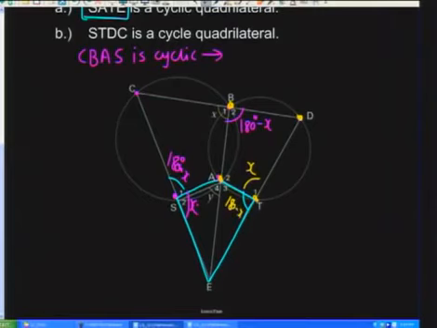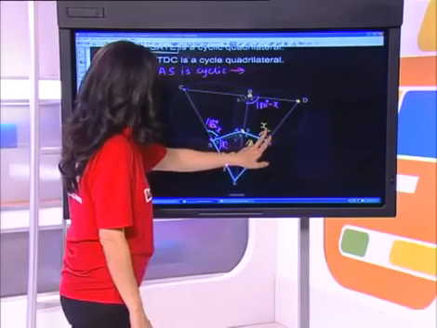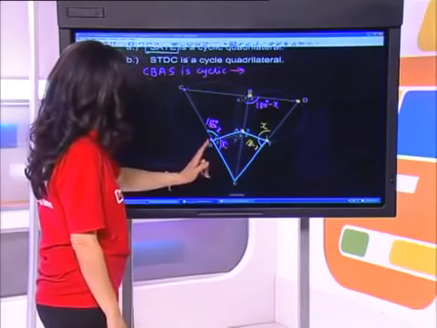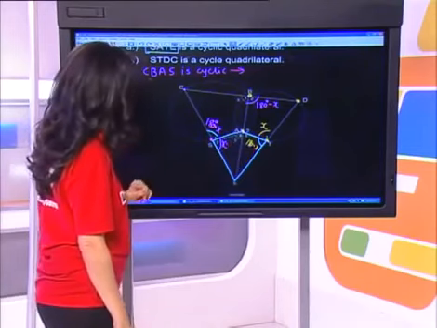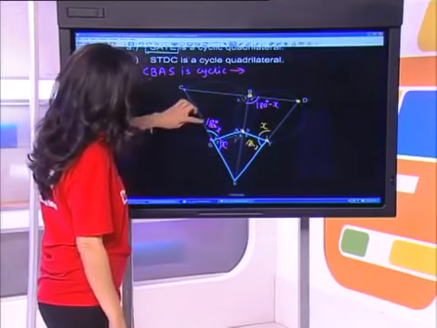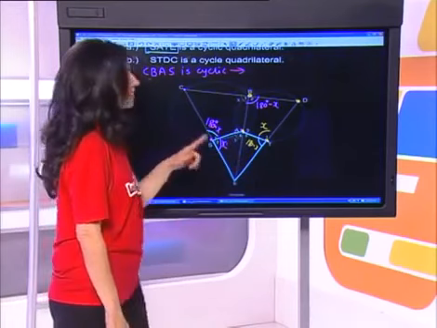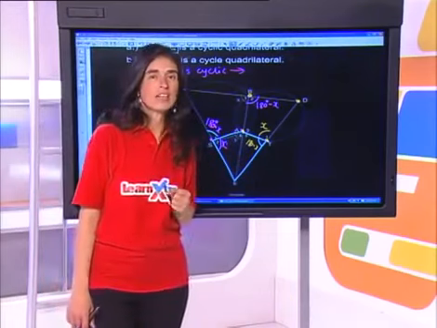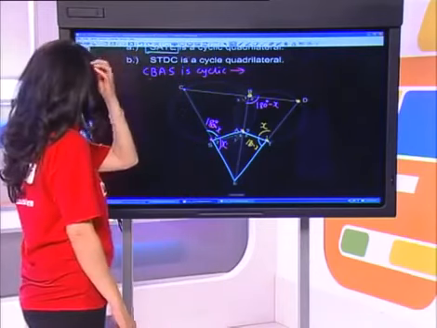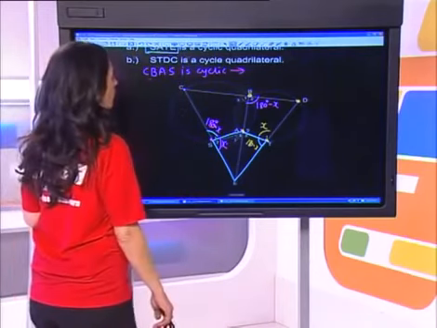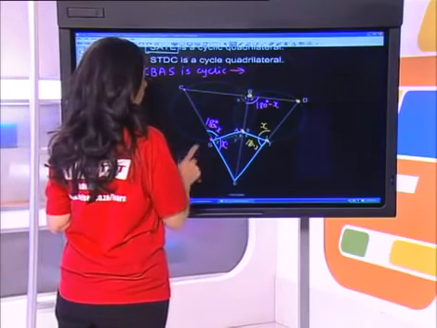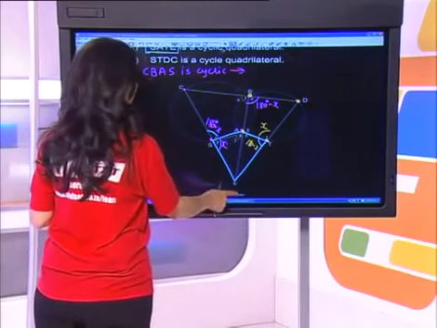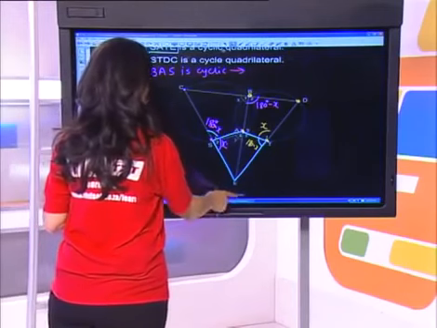So it really didn't matter which route we took. We could have shown that the exterior angle is equal to the interior opposite angle, which it is, or we could have shown that the pair is opposite and supplementary, or we could have shown that that angle is equal to that angle. So there are actually three different ways of showing that it is cyclic.